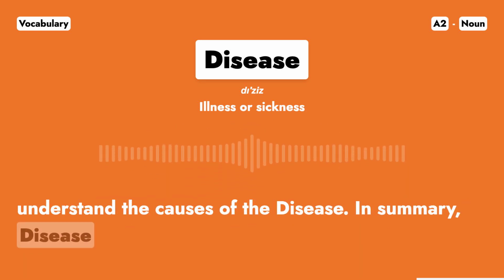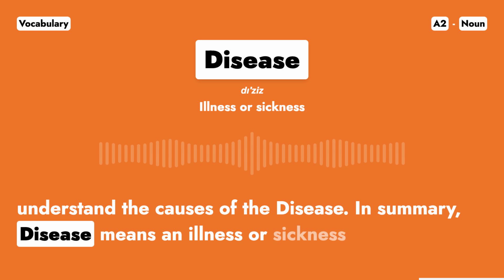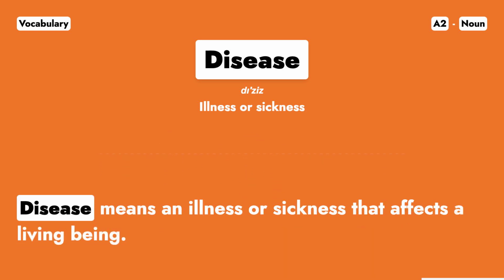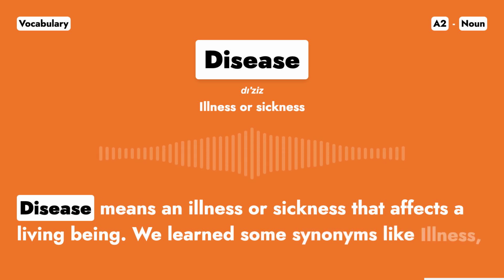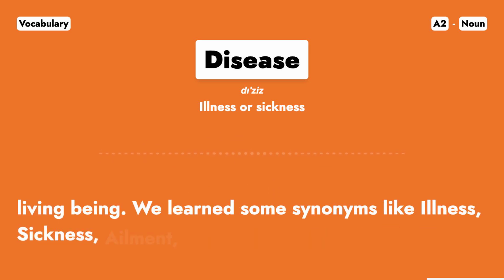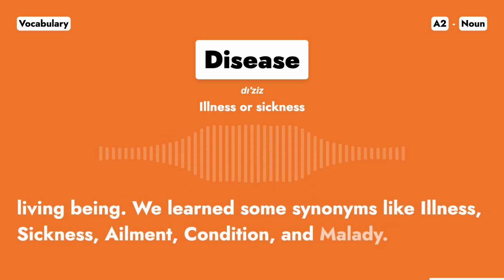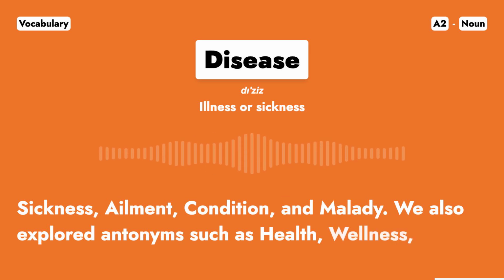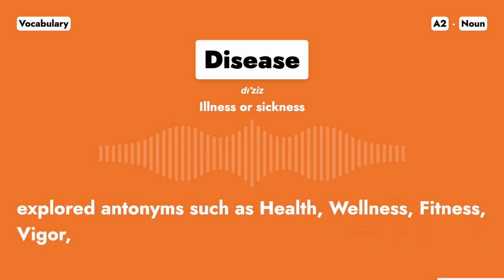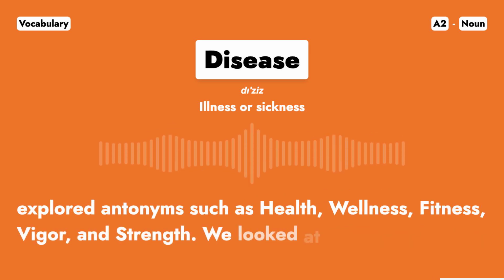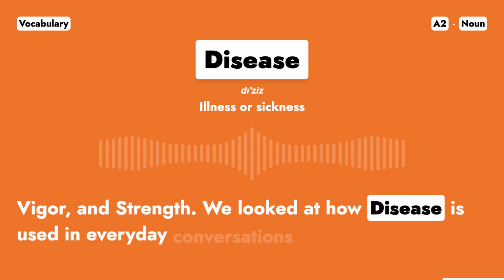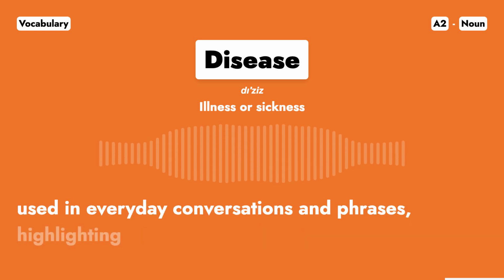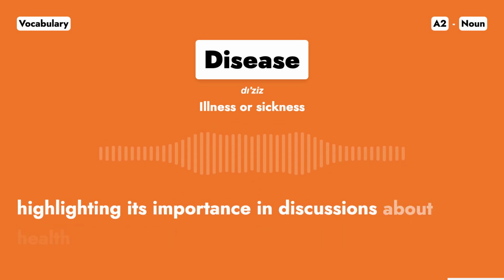In summary, disease means an illness or sickness that affects a living being. We learned some synonyms like illness, sickness, ailment, condition, and malady. We also explored antonyms such as health, wellness, fitness, vigor, and strength. We looked at how disease is used in everyday conversations and phrases, highlighting its importance in discussions about health and medical issues.